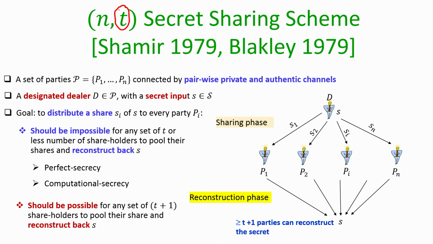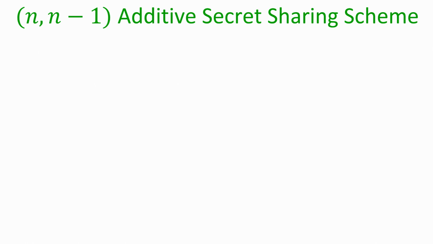That means, we require a sharing mechanism such that if any set of t or less number of shareholders come together, they should fail to access or reconstruct the secret. The shares should be completely independent of the underlying secret. On the other hand, if any set of t plus 1 or more shareholders come together, it should be possible to reconstruct back the secret.